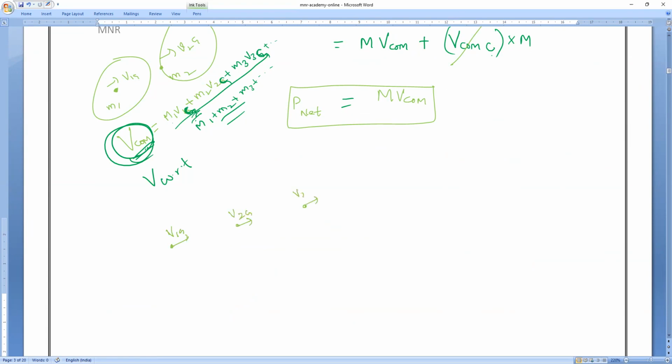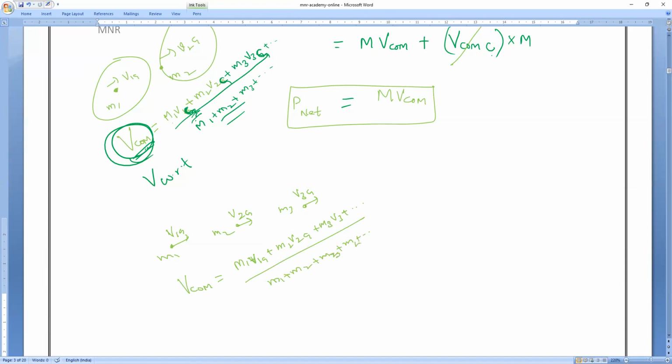This velocity is V3 with respect to ground. So if I find the total velocity of the center of mass, which is equal to what? This is M1, this is M2, this is M3. So M1 V1 with respect to ground plus M2 V2 with respect to ground plus M3 V3 with respect to ground, and so on, divided by M1 plus M2 plus M3 and so on.